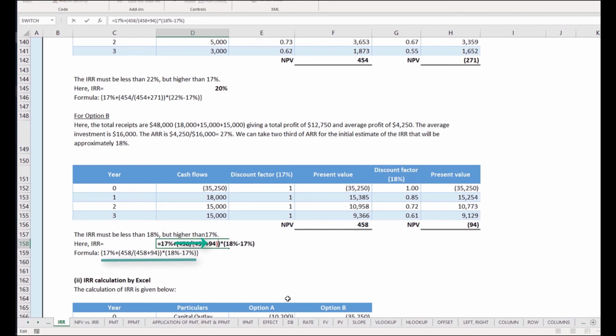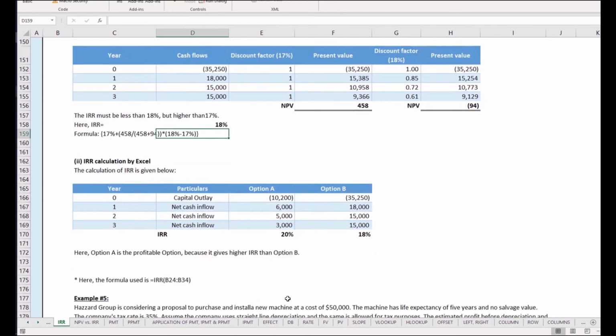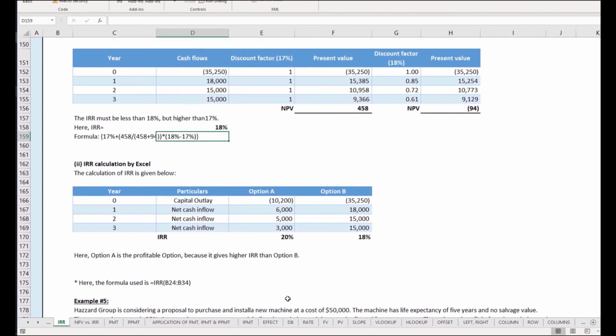Therefore, option A is a more profitable option because it has a higher IRR compared to option B. The IRR for option A was 20% and the IRR for option B is 18%, so we should go with option A.